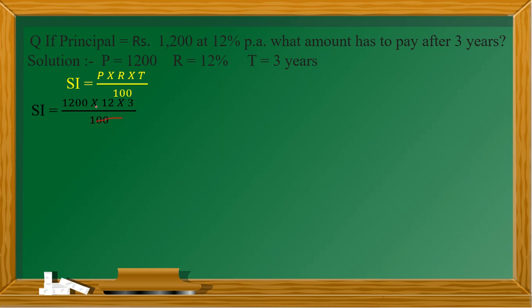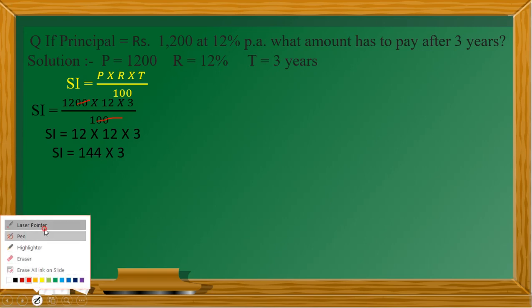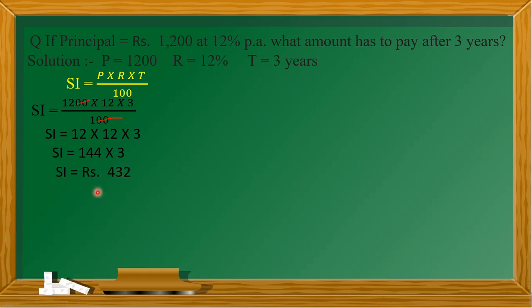Now these two zeros and these two zeros will cancel out. We get 12 into 12 into 3. So 12 into 12, that is 144, into 3. Then 144 into 3 is rupees 432. So here we are getting simple interest as 432 rupees.